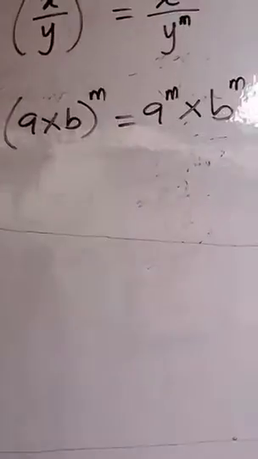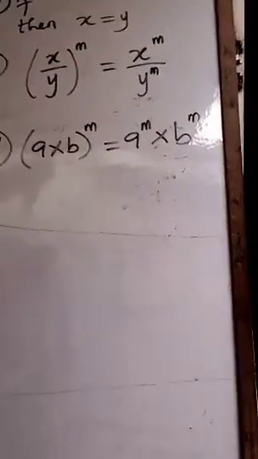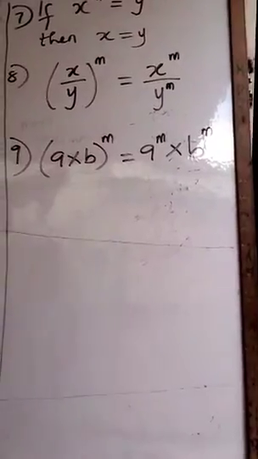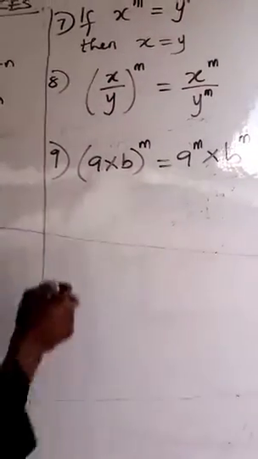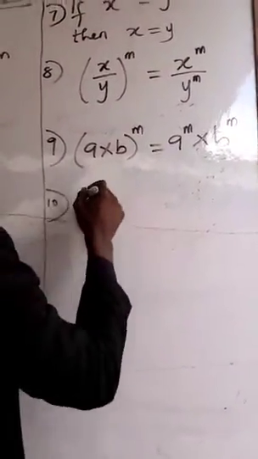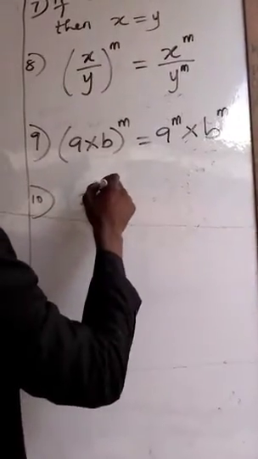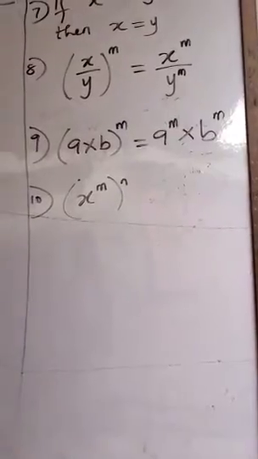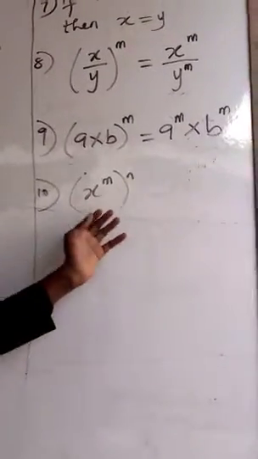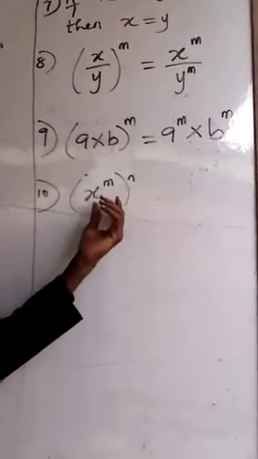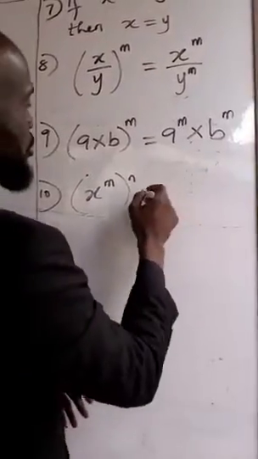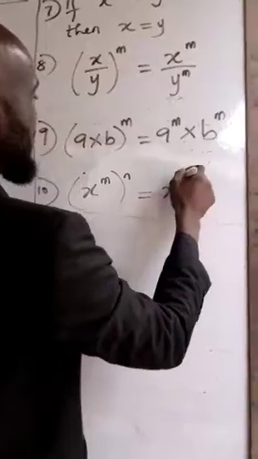Now there's a 10th rule, the last rule that we are going to take now. Okay, now let's say we have something like this. We have x to the m and there's a power. Now you have an index carrying a power. What that rule says we should do is you just multiply the powers.